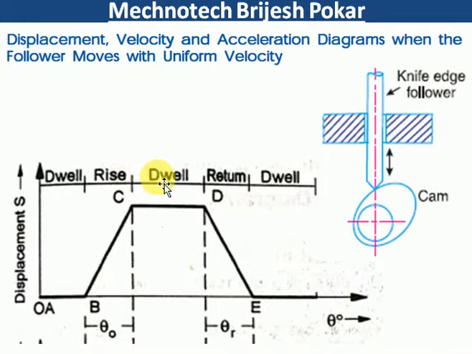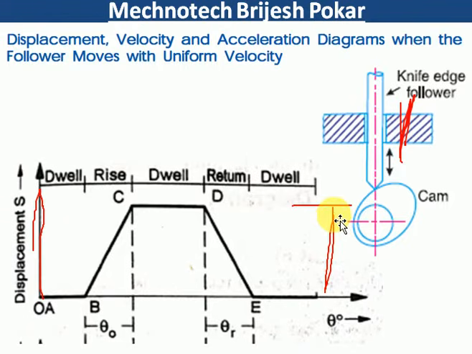So here we have to see the displacement, velocity and acceleration diagram for uniform velocity. As shown in the diagram, this is a displacement diagram. Here this is the displacement of the follower, right? When this follower moves upward and downward, whatever the motion of the follower is the displacement. So the total height of the follower motion is this.